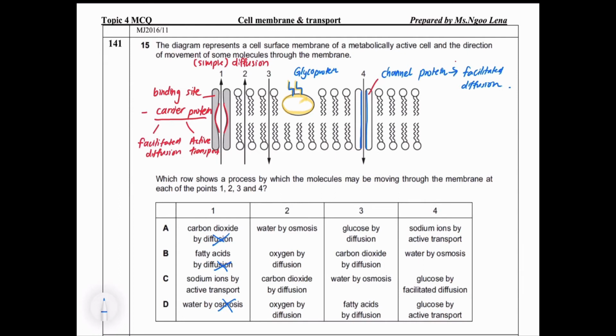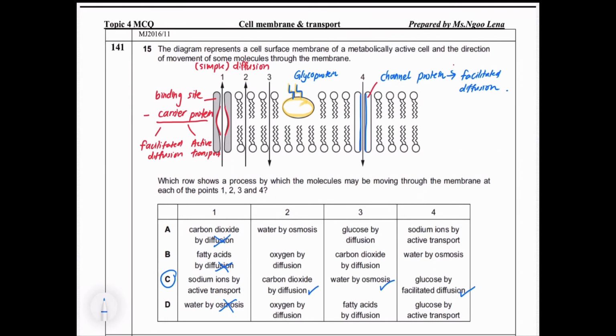So number two, is it diffusion? Yes, it's correct because it's passing through the phospholipid bilayer. And number three, also osmosis, as the definition of osmosis is movement of water molecules down the water potential gradient through a partially permeable membrane. And the last one, glucose by facilitated diffusion. This one actually is not very accurate, as glucose is supposed to be transported by carrier protein, but this is the best answer.